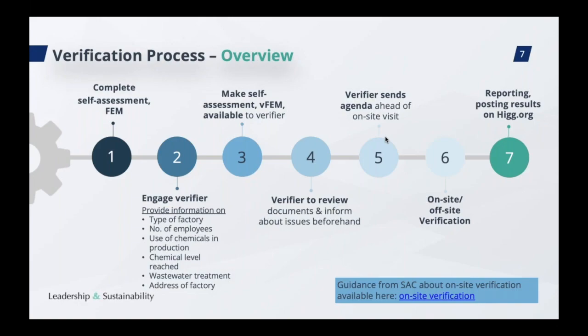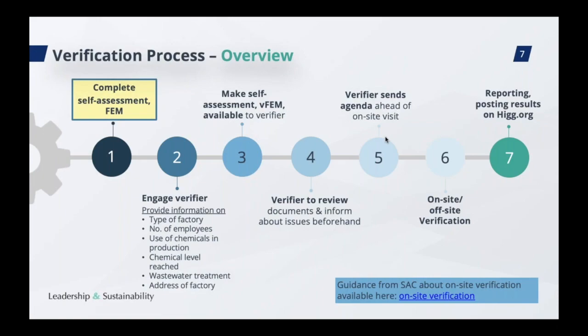First, we have the complete self-assessment. This is where our webinar series strives to support you, using the SAC supporting documents such as the How to Higg guide. Second, you engage the verifier and provide information on the type of factory, number of employees, use of chemicals in production, chemical level reached, wastewater treatment, and the address of the factory.